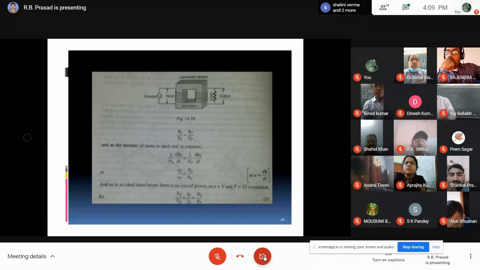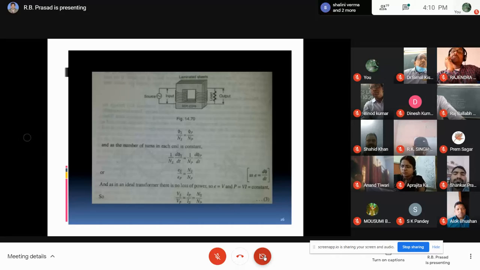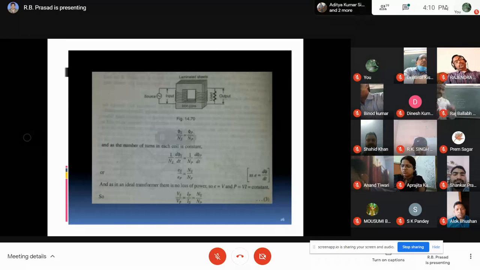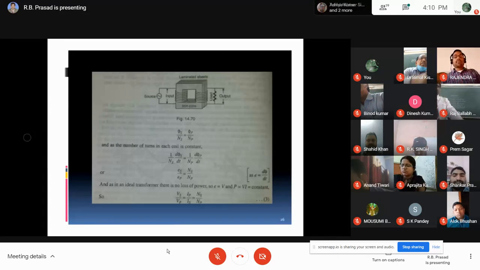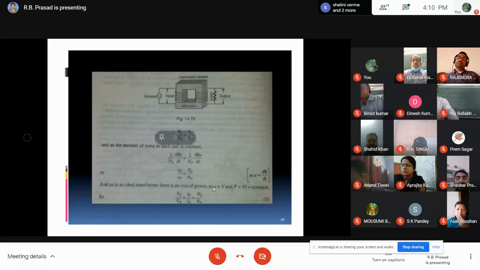And we have to summarize the main points here regarding the transformer. It is worth noting that, number one, it works on AC only and never on DC, because DC is constant, and when constant current is given to the input of the transformer, no magnetic flux will change, no field lines will change, so there will be no induced EMF in the secondary. So it will not work on DC, it works only on AC.